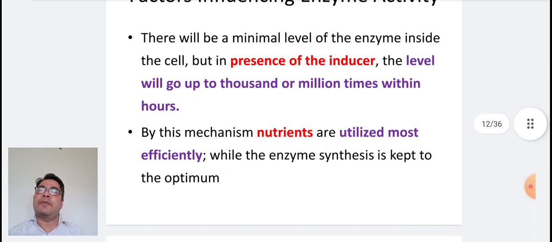There will be a minimum level of the enzyme inside the cell, but in the presence of the inducer, the enzyme level will go up a thousand or a million times within hours. By this mechanism, nutrients are utilized most efficiently, while the enzyme synthesis is kept to the optimum.